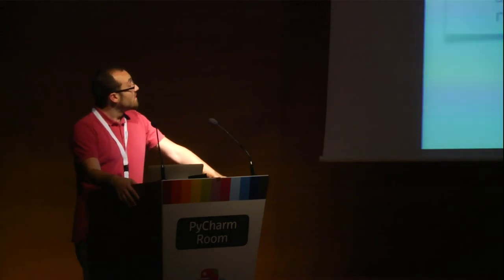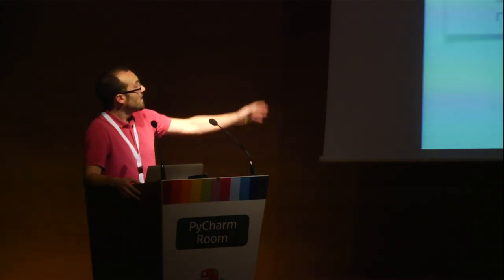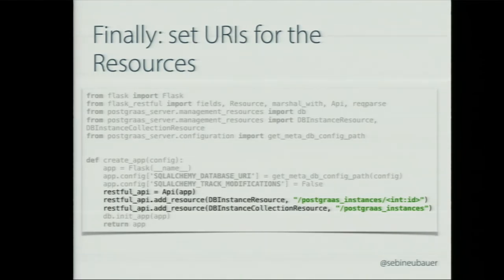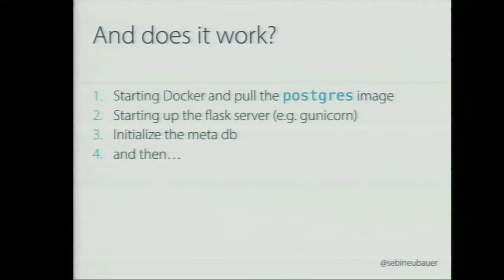Last thing we have to do, we set those URIs. So the collection resource to Postgres and the instance resource to Postgres instances slash ID, exactly like we designed it. So we are done. That's everything. In principle, that's the whole code. Some boilerplate code here and there, but you saw everything. Really easy. Now it's a question, does it really work?